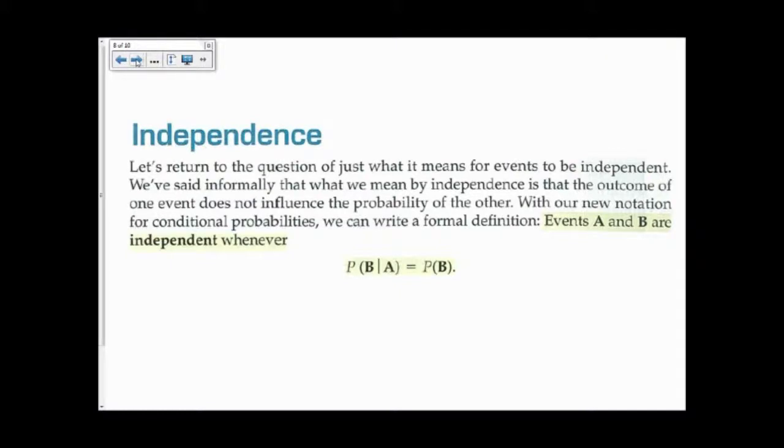Which leads us into talking about independence. Here's a formal definition, the one that we'll use in an equation for the rest of the year. A and B are independent whenever B given A occurs is the same as B happening whether or not A happened. So if A and B are truly independent, it doesn't matter whether or not A has already occurred.